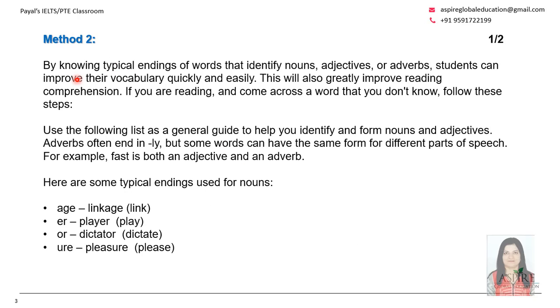Now the second method is knowing the typical endings of words that identify nouns, adjectives, or adverbs. The students can improve their vocabulary quickly and easily. This will also greatly improve the reading comprehension. Now, what does this mean? You have a verb link, but if I change it to the noun form, it will be linkage. Similarly, play can be changed to player, dictate to dictator, please to pleasure. So pleasure is my abstract noun, whereas the others are common nouns.